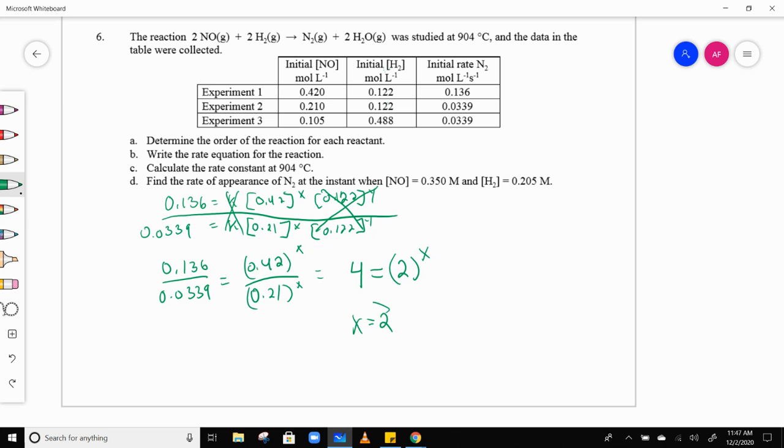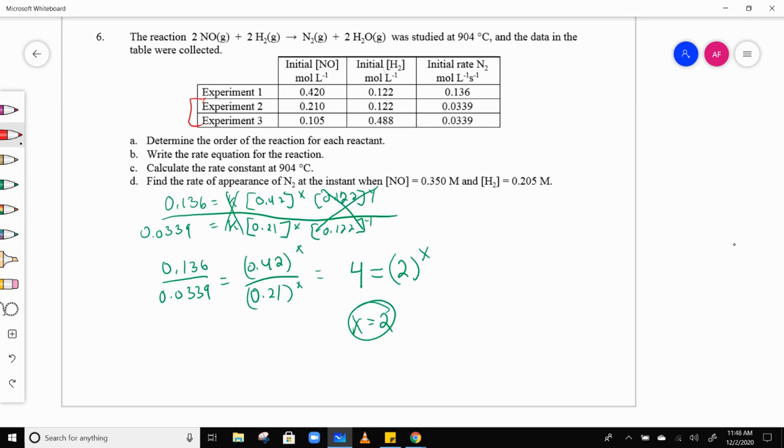Okay, so we were able to get that one. The other one's not going to be as easy because we don't have any experiments where the NO is going to get canceled out. So we're going to have to do a little bit more math, but it's really not that bad. So let's pick two different experiments. It really doesn't matter which ones we pick. Now let's try 2 and 3. We'll see where we get from here.